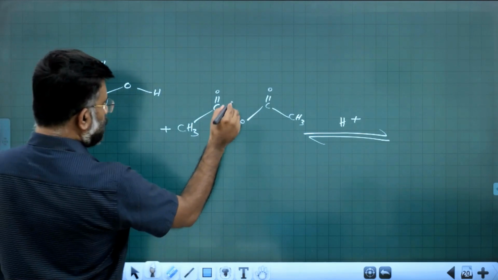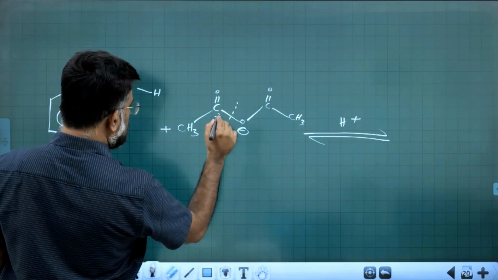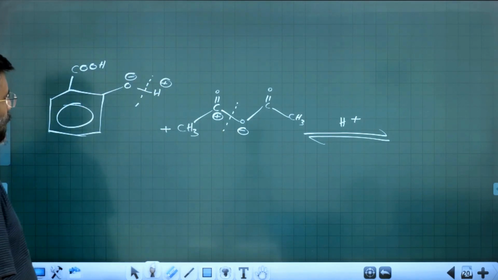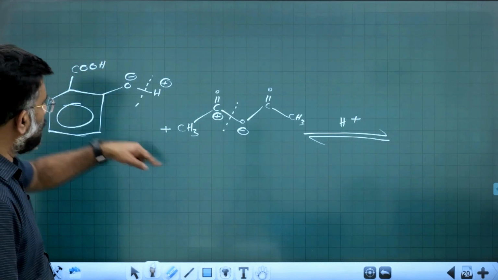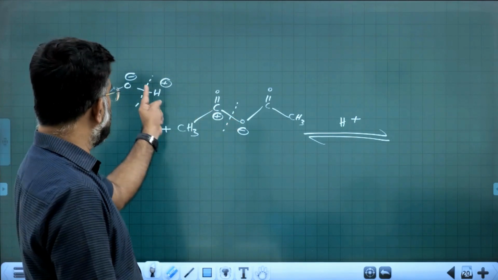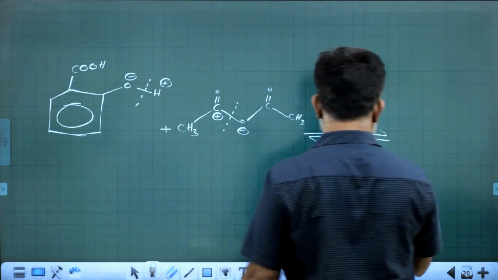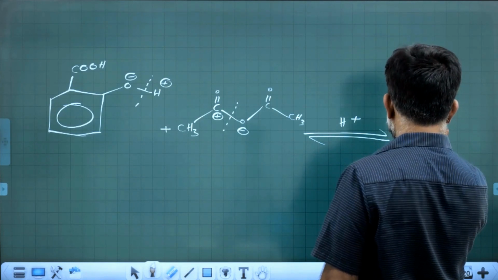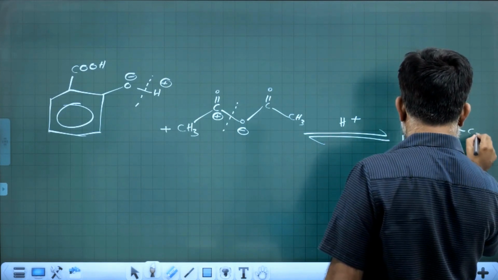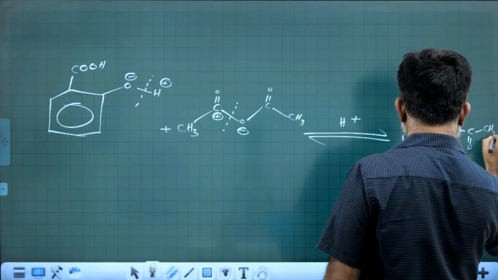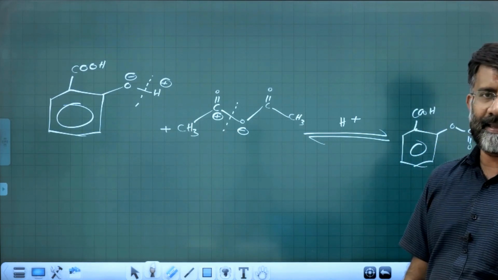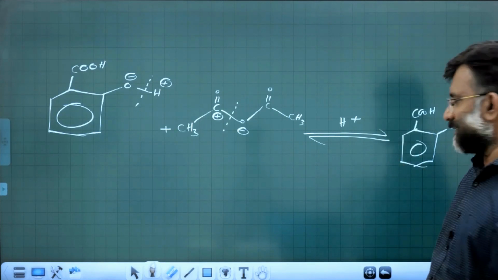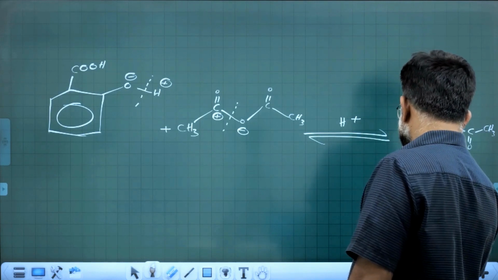Just assume it is going to break here, and this is minus and this is plus. It's going to break here. This is plus and this is minus. Now connect to the respective parts. O minus getting connected to this, and this O minus captures H. And what is the result? You get this one. There is COOH and OCOCH3. That is called acetyl salicylic acid. Aspirin.